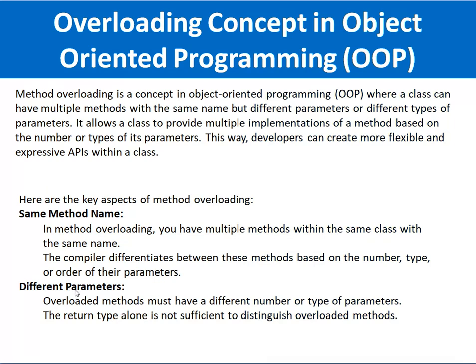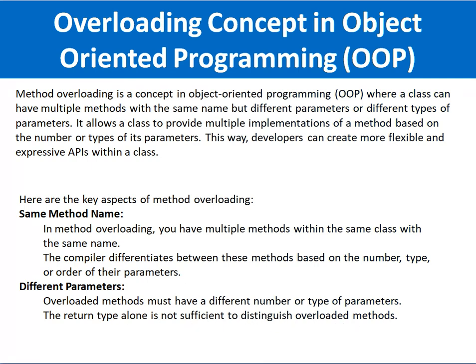Then different parameters. Friend, it is very important that in overloading the parameters must be different, like they must have a different number. For example, if one method has two parameters, another method should have three parameters, or different types of parameters. Only the return type alone is not sufficient to distinguish overloaded methods.